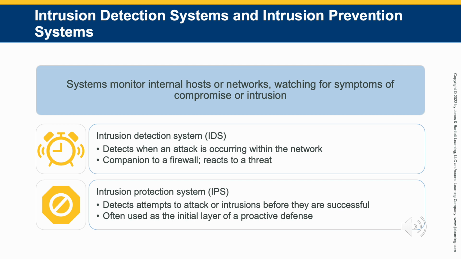An intrusion prevention system detects attempts to attack or intrusions before they are successful, often used as an initial layer of proactive defense. They are reactive and can change rules and be proactive on your security, where an IDS just alerts. It's kind of like the old commercial where the bank's getting robbed and the security guard says, hey, just letting you know your bank's getting robbed. That's all an IDS would do.